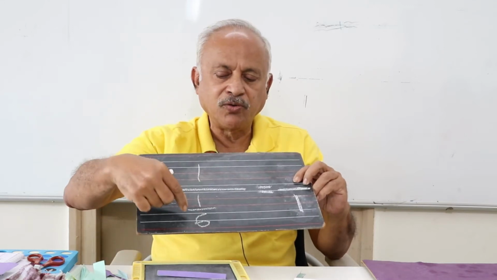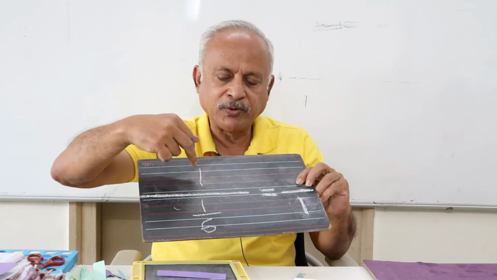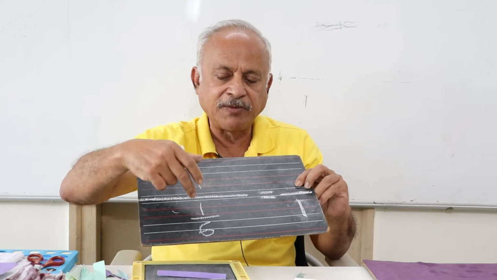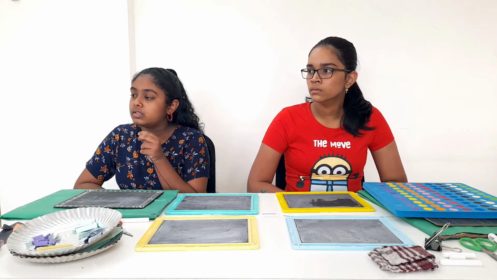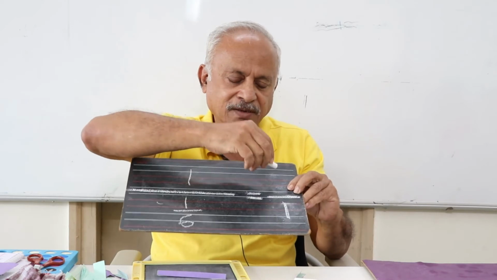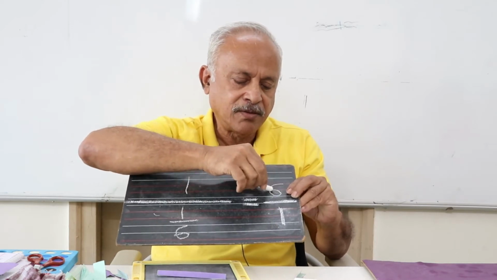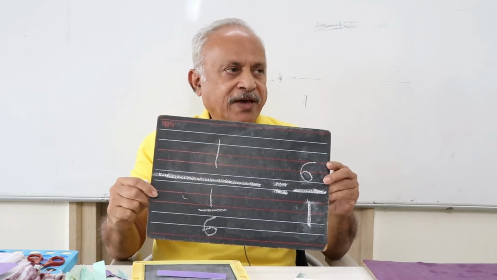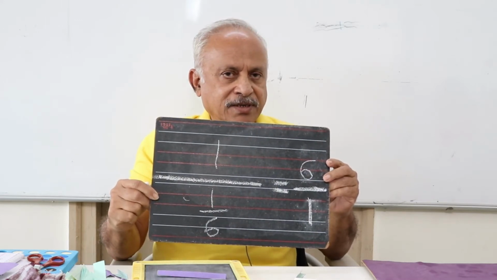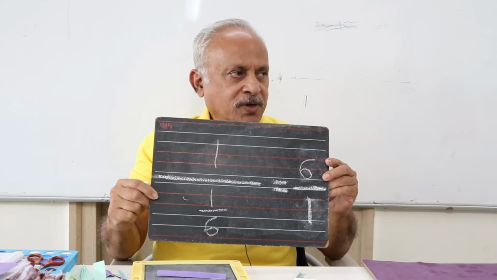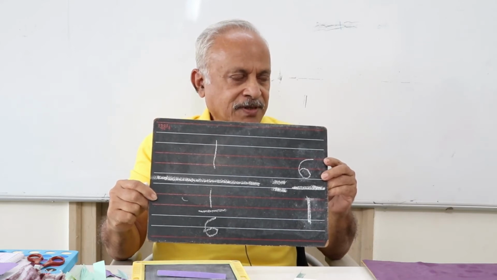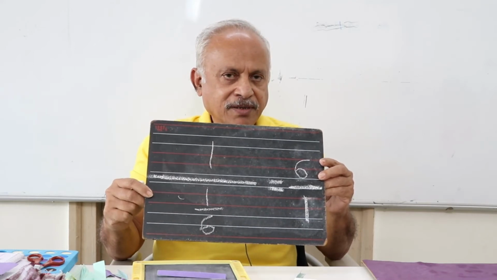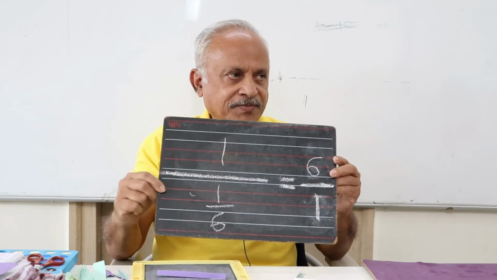When it was 1 by 2, I got 2 upon 1. When it was 1 divided by 1 by 3, I got 3 upon 1. Now I am saying 1 divided by 1 by 6. What should I write here? 6. Right? So this is the general rule that we have discovered by working with some examples. So now let's go on to some slightly more difficult examples.